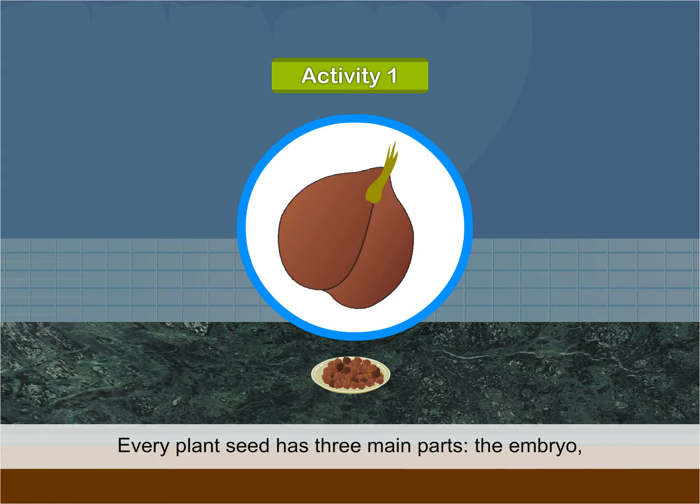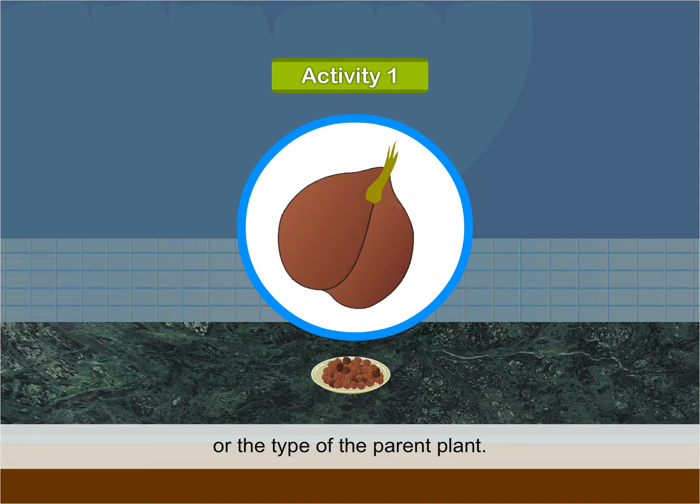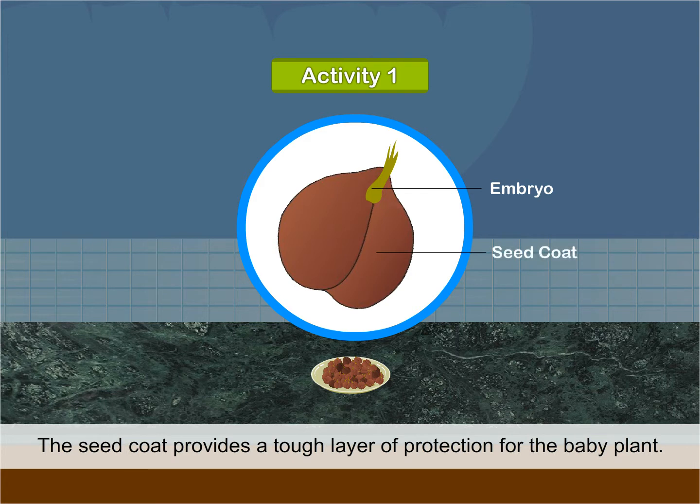Every plant seed has 3 main parts: the embryo, the cotyledon, and the seed coat, no matter whatever the size or the type of the parent plant. The embryo of the seed is the baby plant. The cotyledon, or food store, is the source of food for the seed. The seed coat provides a tough layer of protection for the baby plant.